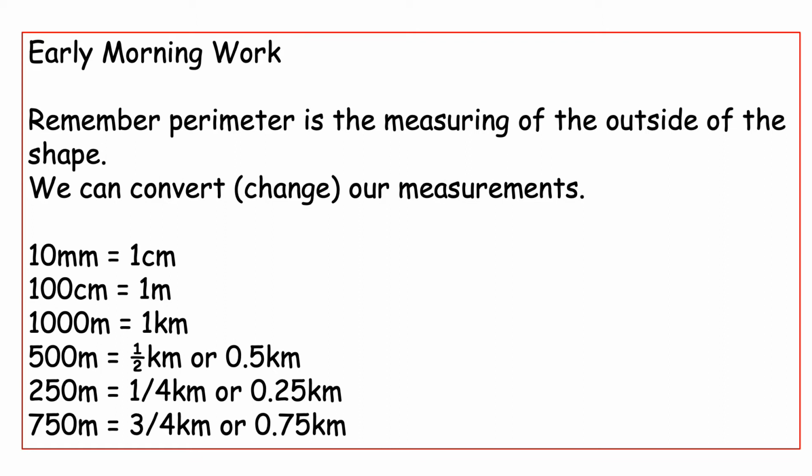A quarter of a kilometre is 250 metres, or 0.25 kilometres. 750 metres is the same as 3/4 of a kilometre, or 0.75. Now, what I want you to do is pause this video now, and I would like you to write those conversions down because it will make life easier for you. Okay, so pause the video and then press play once you have written those down.